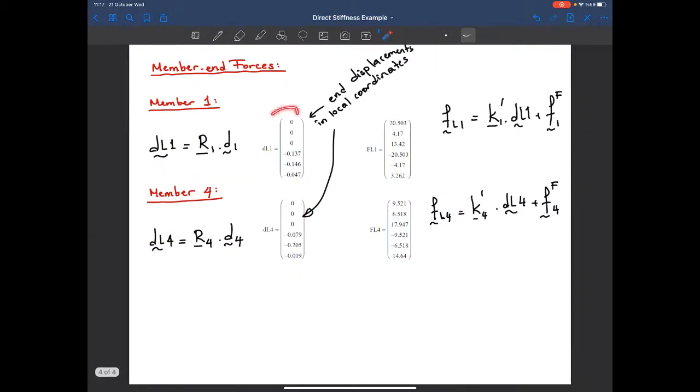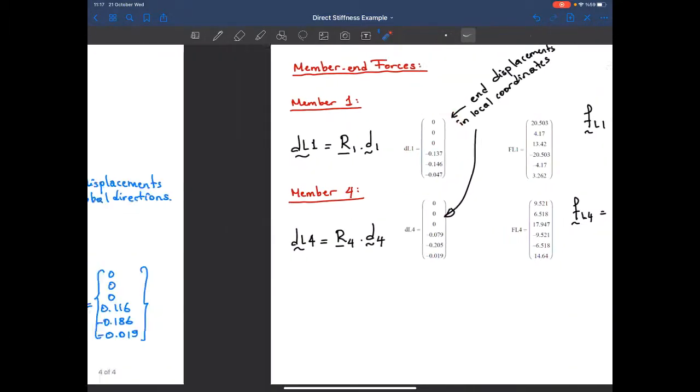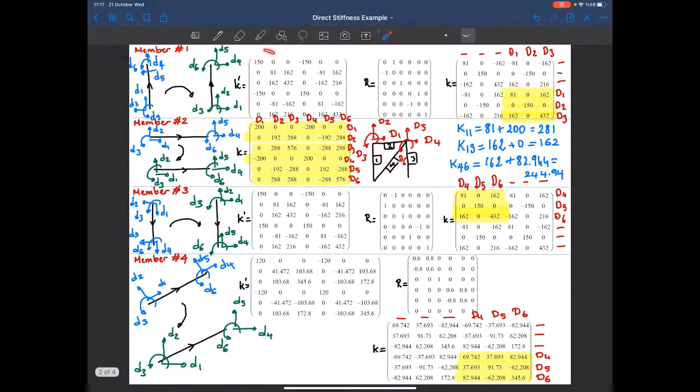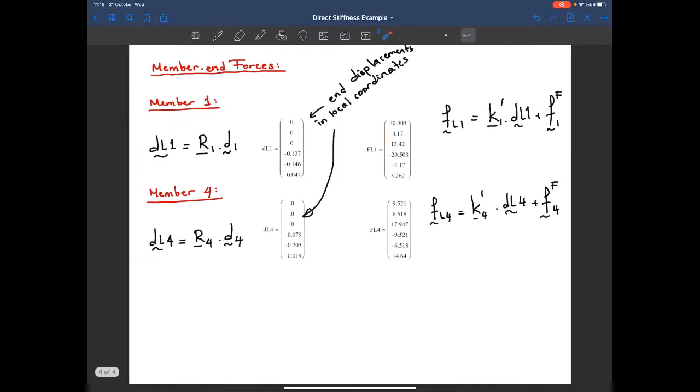And for the first member, again, I'm multiplying this one with the stiffness matrix in the local coordinate system, and that will give me the end forces. Okay, so let's draw the end forces now. For member 1, that's the way we defined our member.